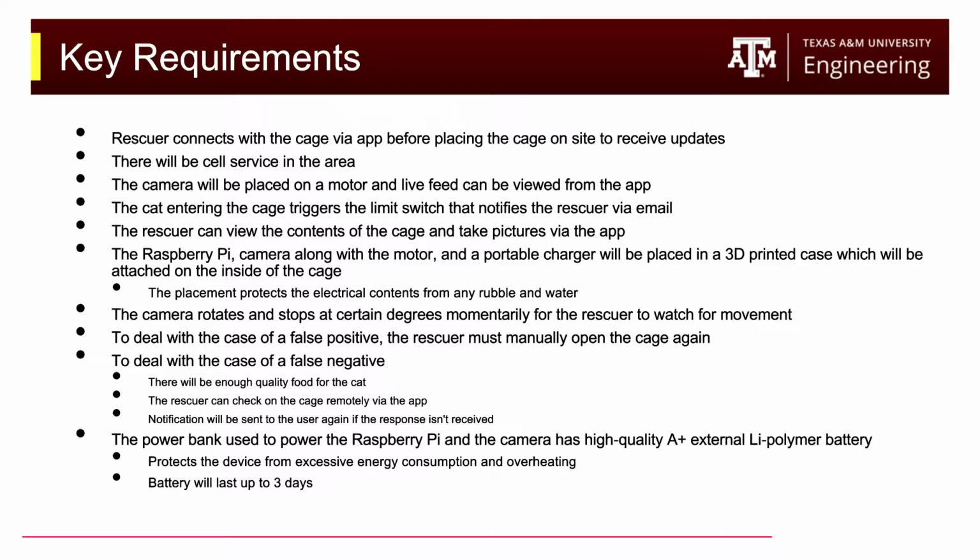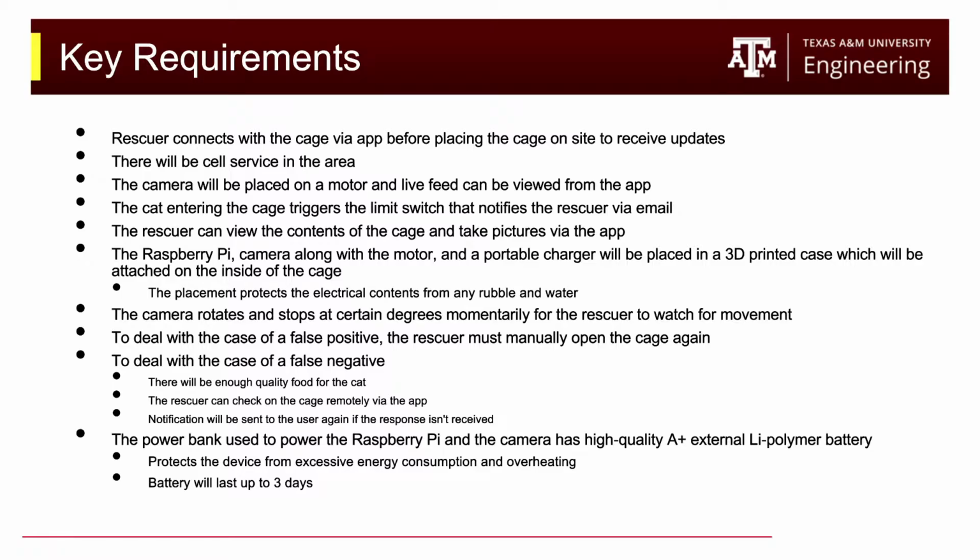All the electrical equipment, including the Raspberry Pi, the camera along with the motor, and a portable charger, will be placed in a 3D printed case which will be attached on the inside of the cage. This placement of the equipment will protect it from any rubble or water around it.